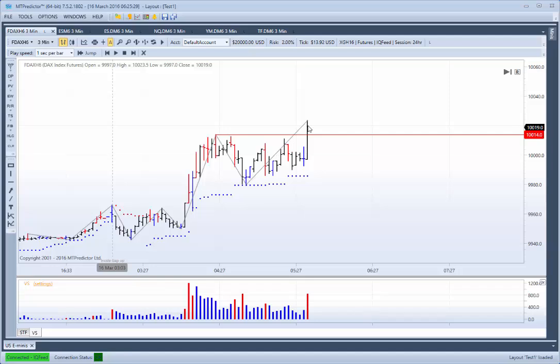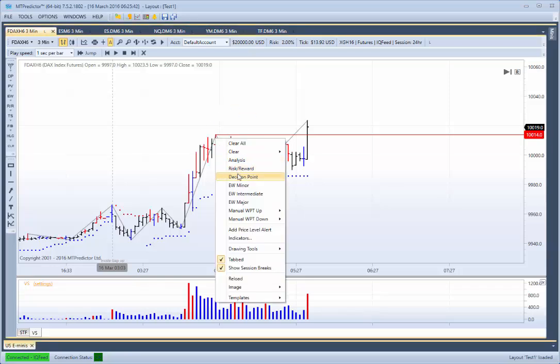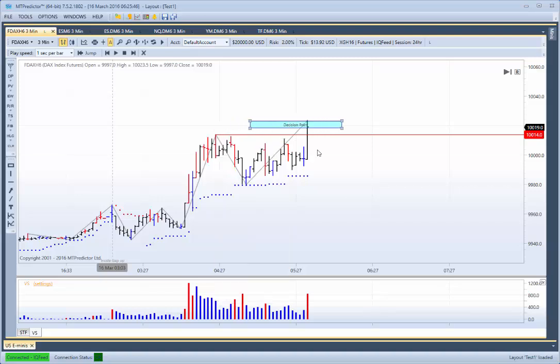However, at MTPredictor we have the advantage because we have our DPs, which are areas of support and resistance. You could have actually had this on the chart even before the market broke this high, but you'd have gone back to this pivot here, right mouse click, put DP. Can you see how the market has gone right into our level here?